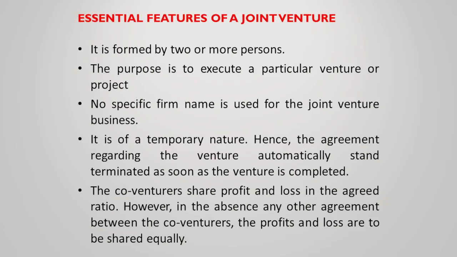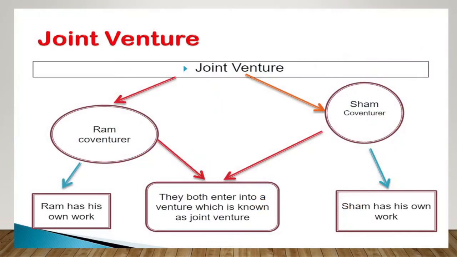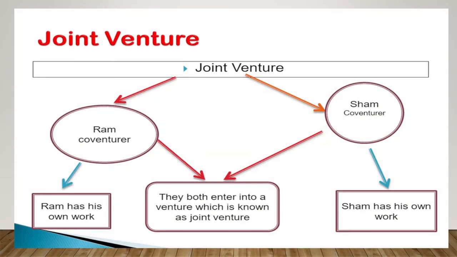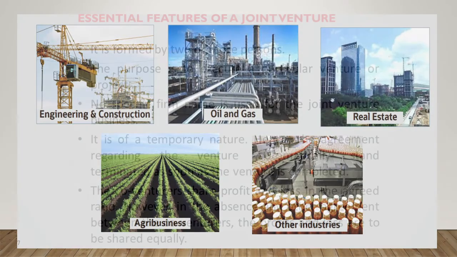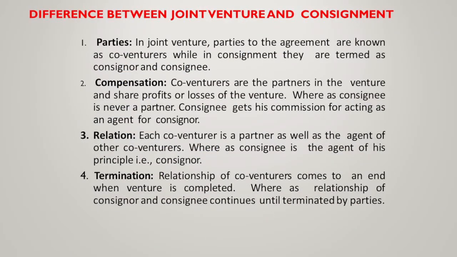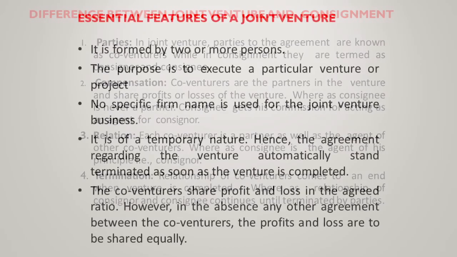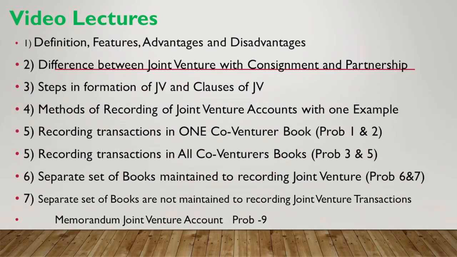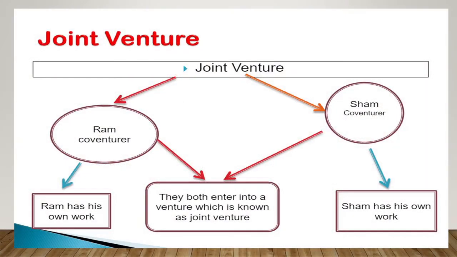Till now we understood about definition, process, venues, features. Right. Difference between joint venture and consignment. We told that this will be, we forgot to have, just a minute. Advantages and disadvantages. We will find advantages of joint venture.